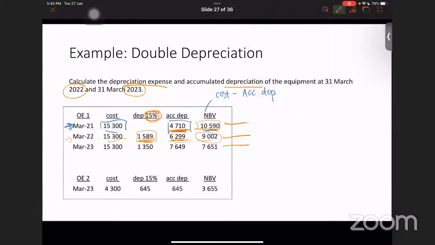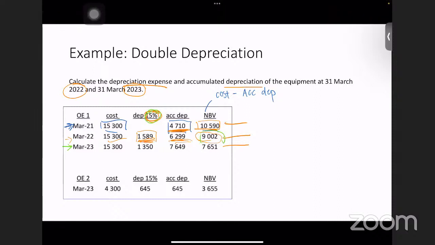Okay, moving on. Next year, I'm just going to repeat this process the same. So again, depreciation rate multiplied by MBV gives me this. Then accumulated depreciation, I will take this plus this, it will give me this. And then same thing, MBV will be cost minus accumulated depreciation, and I'll get this. Current year cost minus current year accumulated depreciation. Okay, so we are done for the first equipment.